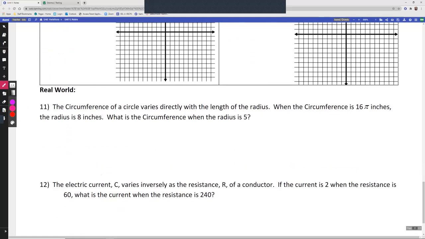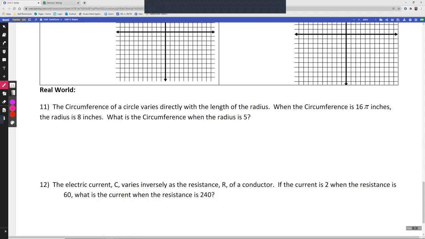Now we have the dreaded word problem. It actually is not that bad. The same way we did it above with those descriptions using words, the same way we're going to do it down here. It says, first off, read the question. The circumference of a circle varies directly with the length of the radius. When the circumference is 16 pi inches, the radius is 8 inches. What is the circumference when the radius is 5?